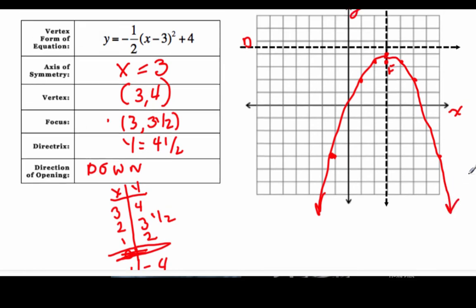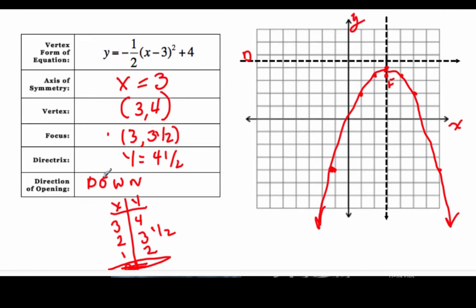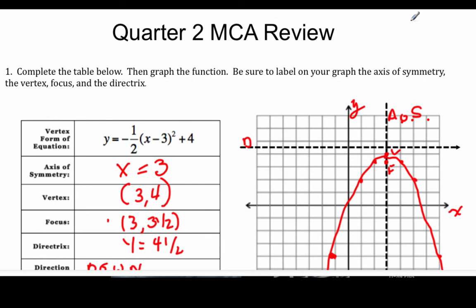Okay, so now as we look back, this was supposed to open down, which it does. I've got my directrix. I just have to label a couple more things or make sure I have everything labeled. So here's my vertex, and I have to label it. This is the axis of symmetry that we usually abbreviate AOS. All right, there's problem number 1. Took a little while, but yeah, not too bad. Hopefully that'll be helpful.